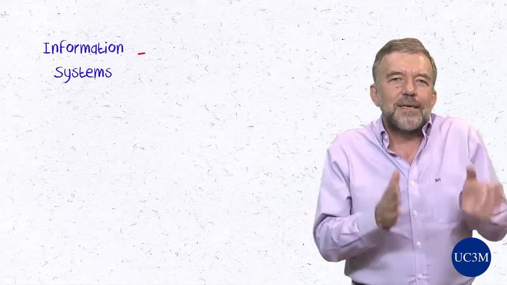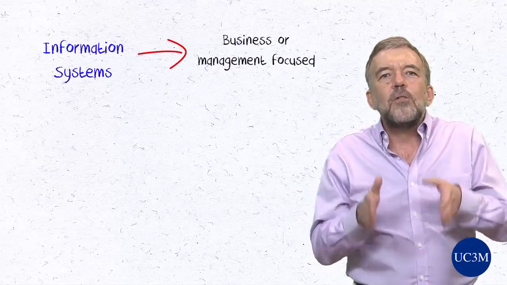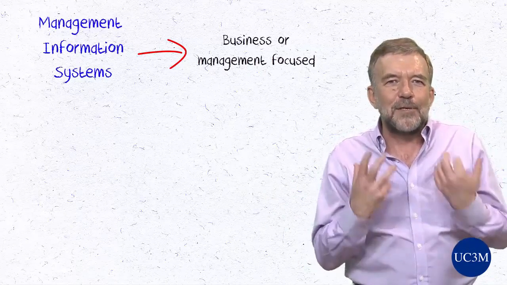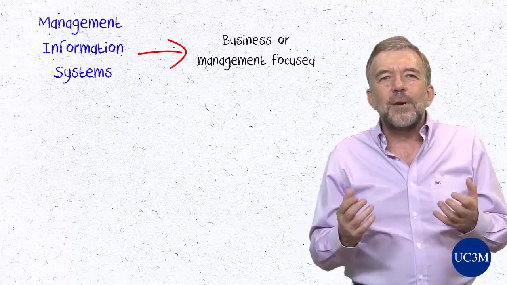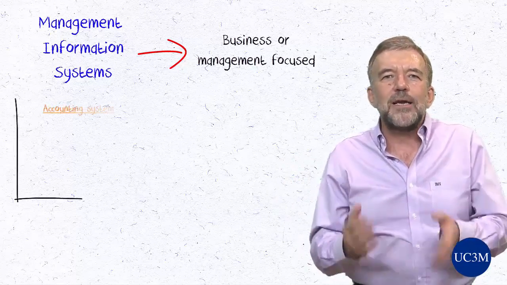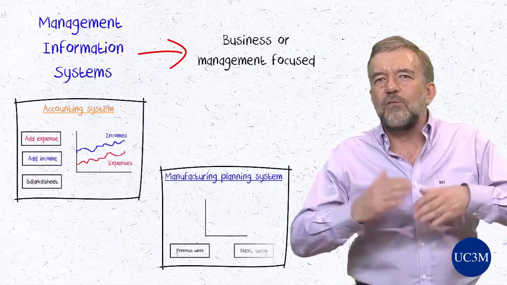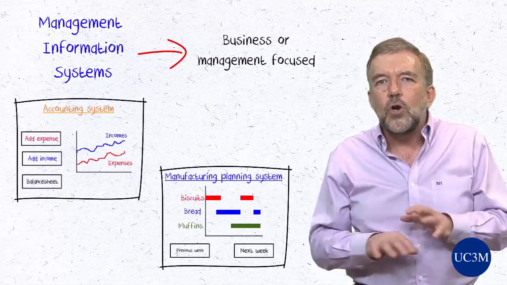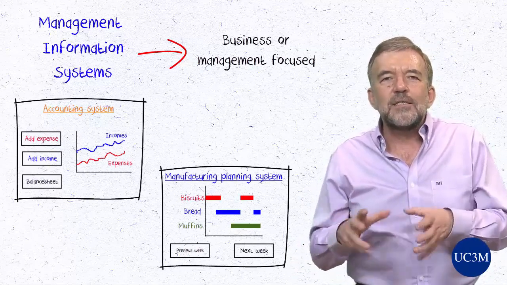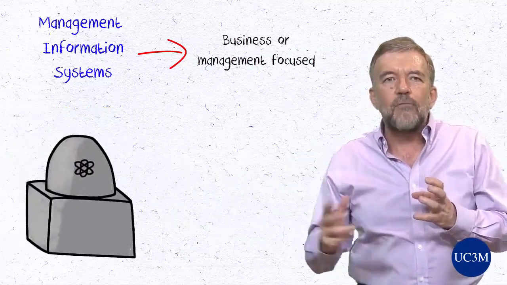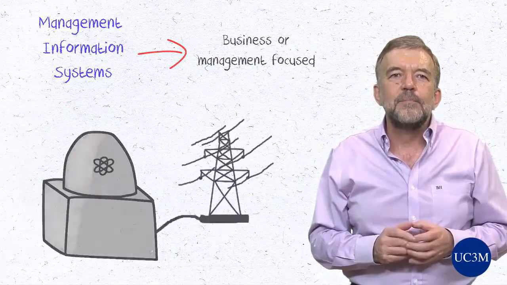Those would all be examples of information systems. And since they are business or management focused, they would be called business information systems, or more often, management information systems, the subject of this course. If you work in a company, you will easily identify a number of other management information systems that employees use in their daily tasks, such as accounting systems or manufacturing planning systems. We shall, however, not cover here other non-management information systems, such as the software governing the internal operation of an airplane or of a nuclear reactor or an electrical grid.